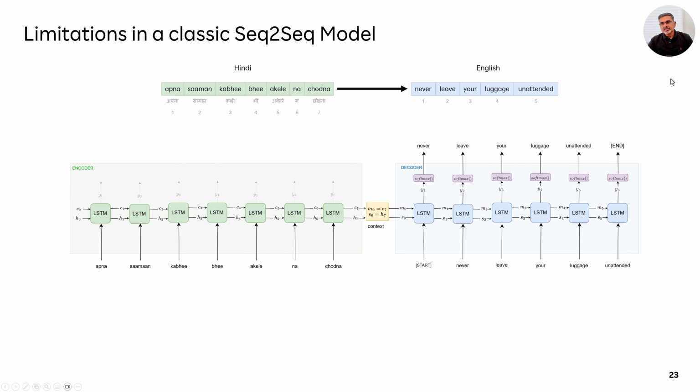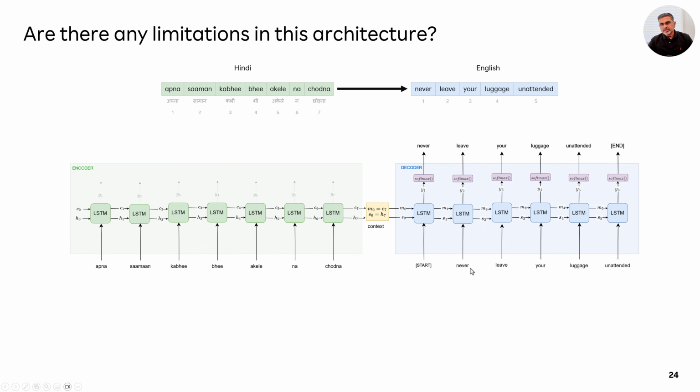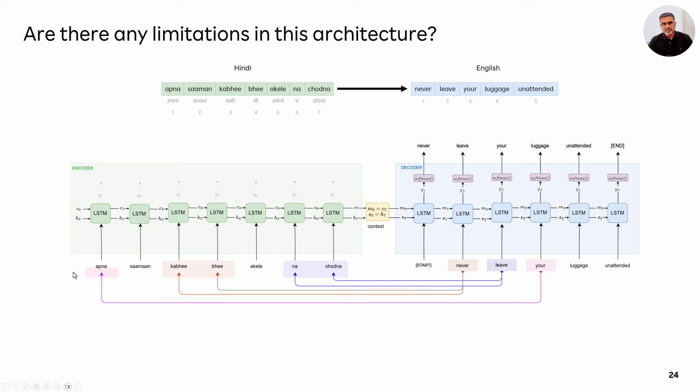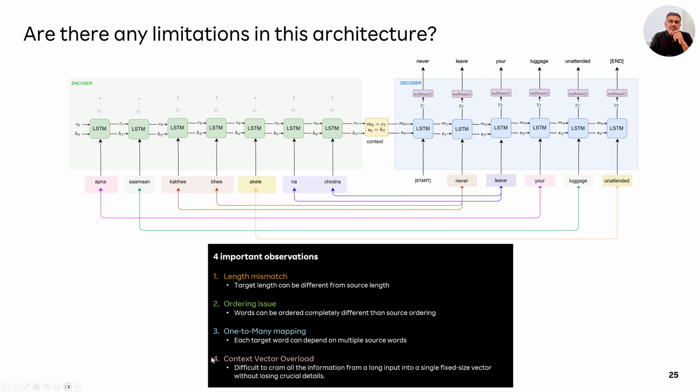The first thing here is, if you look at the decoder, when it is predicting the first word, which is never, this never actually corresponds to words in the source, which is kabhi bhi in Hindi. Leave is basically 2 words. Your corresponds to only a single word called apna. Luggage's corresponding word is saman in Hindi, which is again 1 word. Unattended is akele.